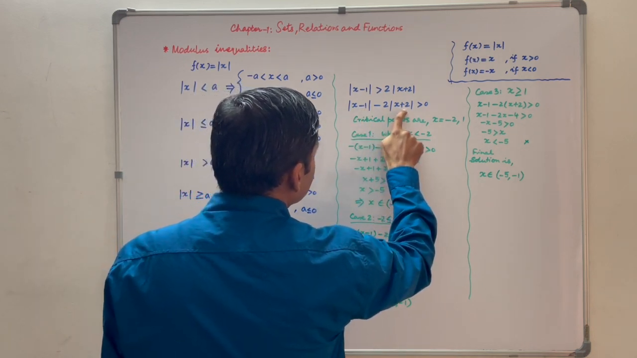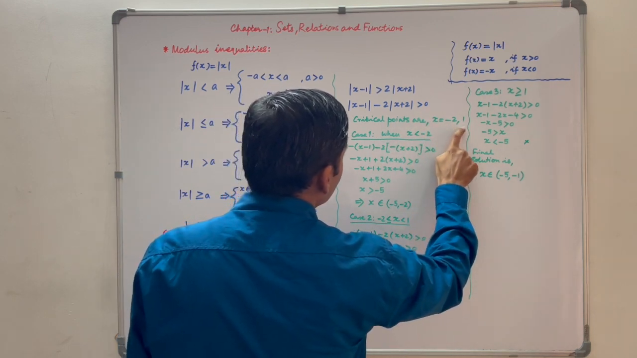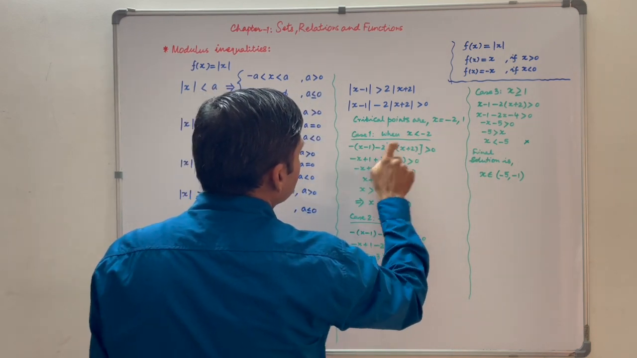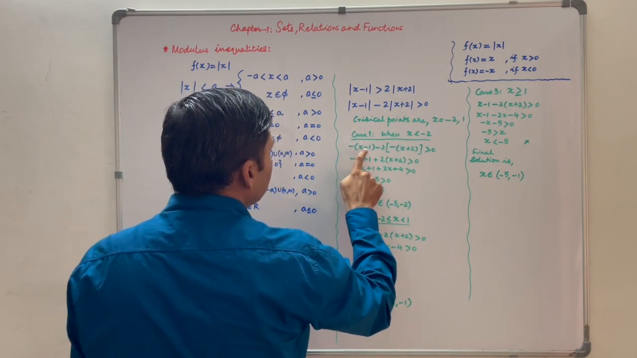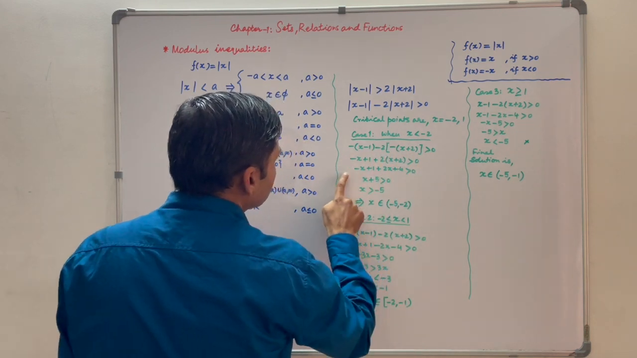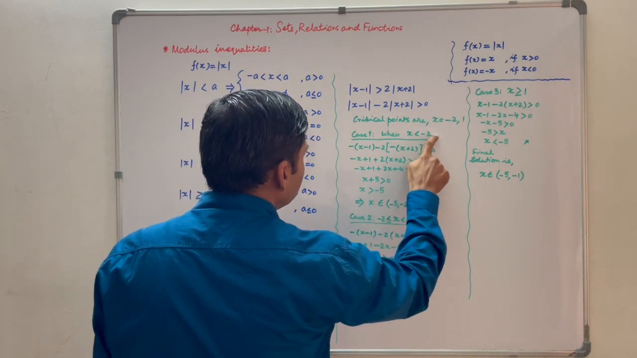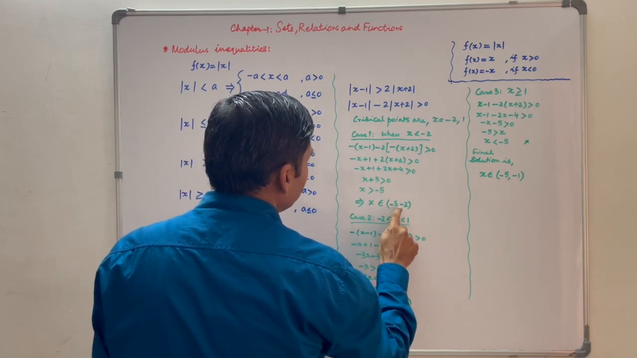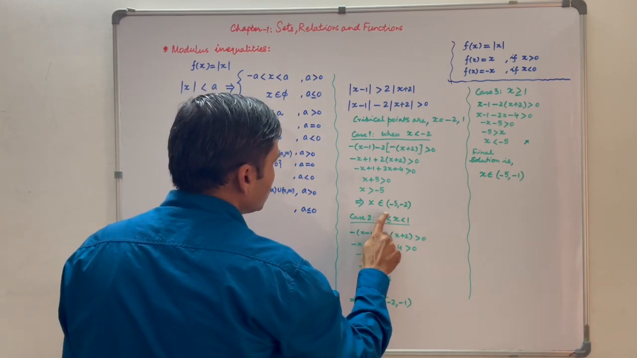So we will consider three cases: when x is less than minus 2, when x lies between minus 2 to 1, and when x is greater than 1. Case 1, when x is less than minus 2. So both of them will be negative. So we will write minus (x minus 1) minus 2 times minus (x plus 2) greater than 0. So this comes out to be x is greater than minus 5. Now when you combine this solution and this condition, the solution comes out to be x belongs to minus 5 to minus 2.